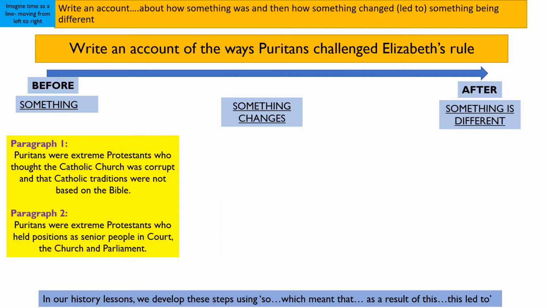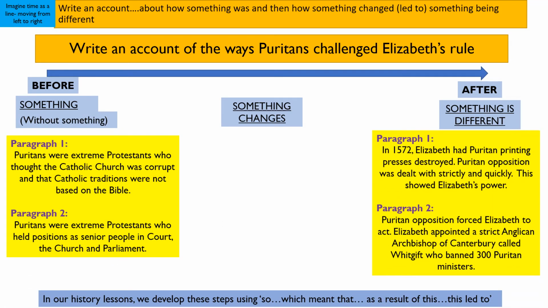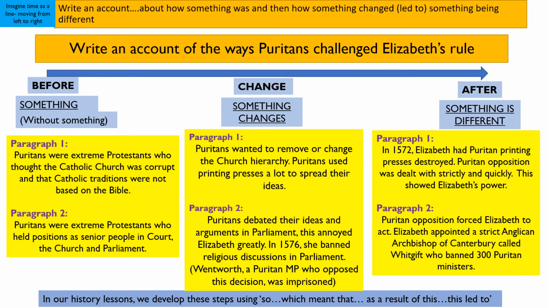So for example, in paragraph 1, we have Puritans were extreme Protestants who thought the Catholic Church was corrupt, etc. And we saw that in 1572 Elizabeth had Puritan printing presses destroyed. We'd want to know what changed in the middle, and we would see that it was the Puritans wanting to remove or change the church hierarchy which provoked this reaction from Elizabeth. So it's the Puritans' actions which change things. That's what that slide looks like.